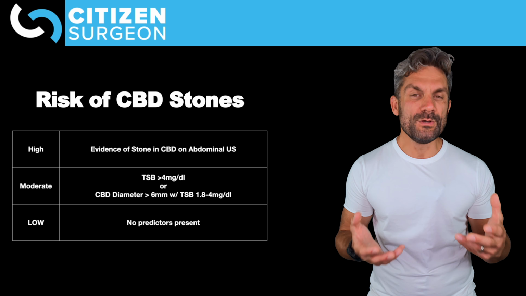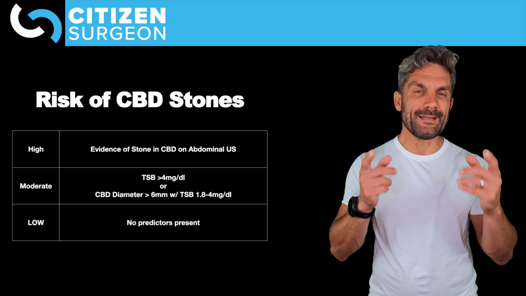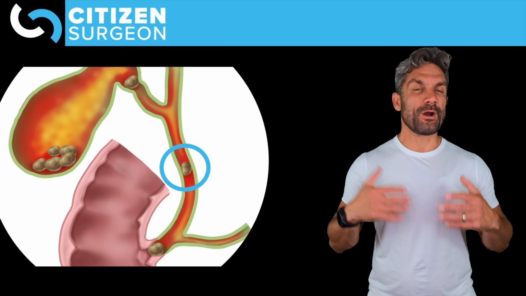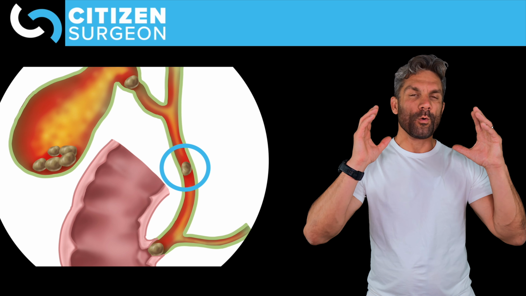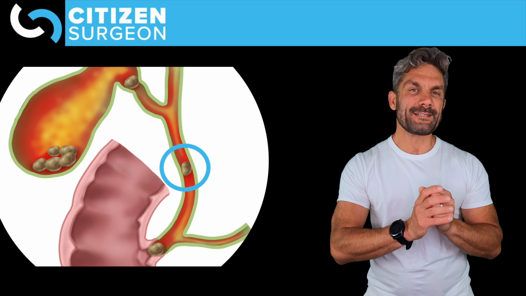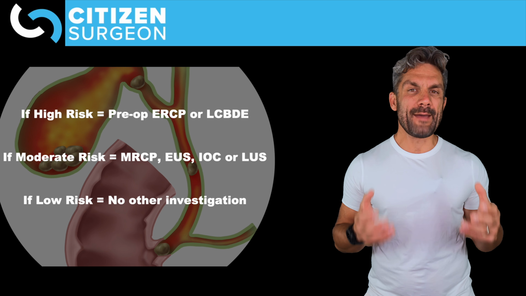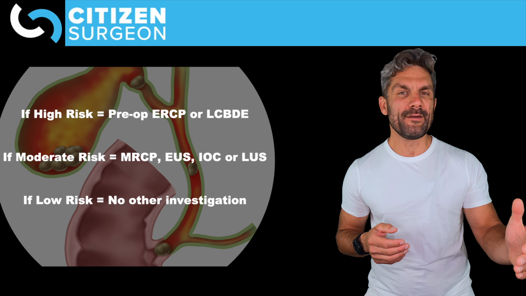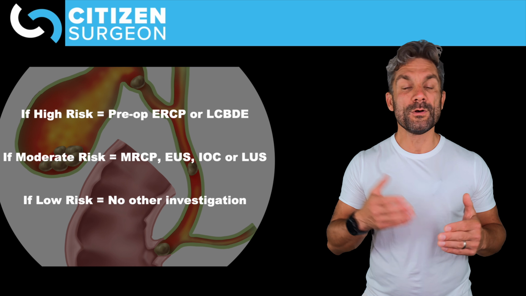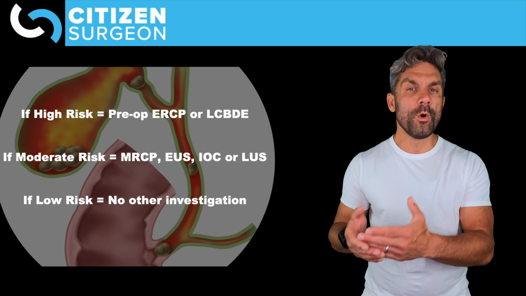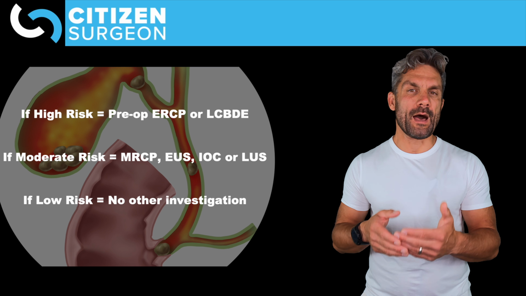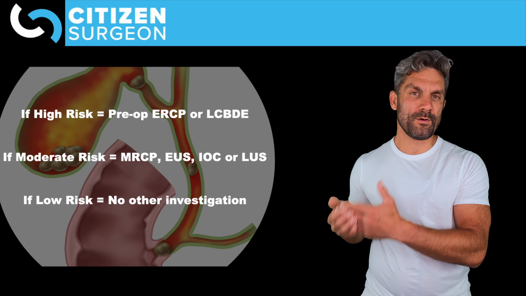So how do we use this risk profile? I'm going to tell you in 1 second. So we have this cartoon here, blue circle. We're worried about a stone in the duct. If we're high risk, then that patient is either going to need a preoperative ERCP or a postoperative ERCP, or a laparoscopic common bile duct exploration.